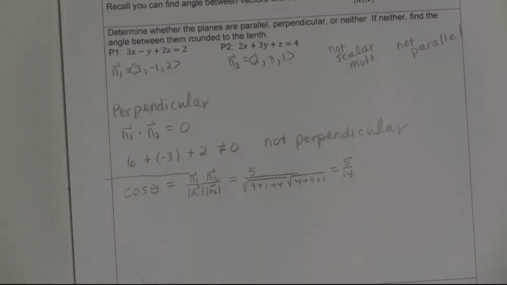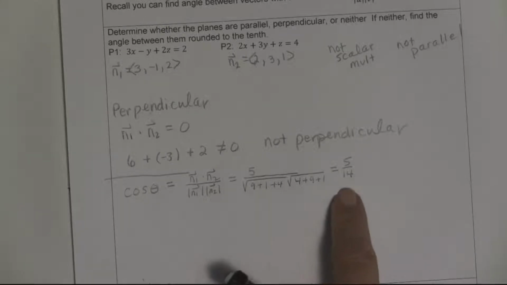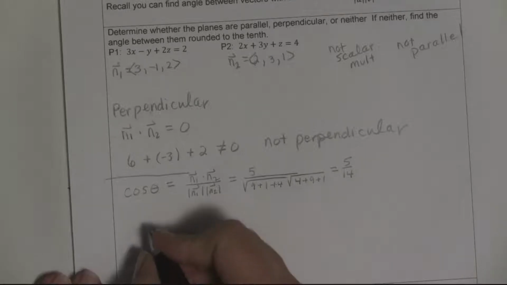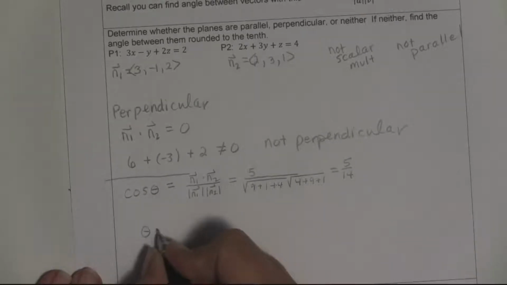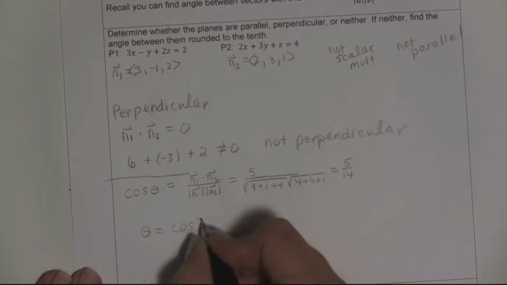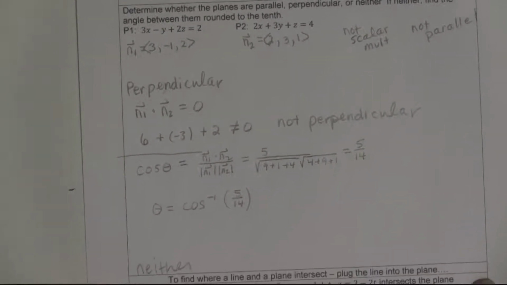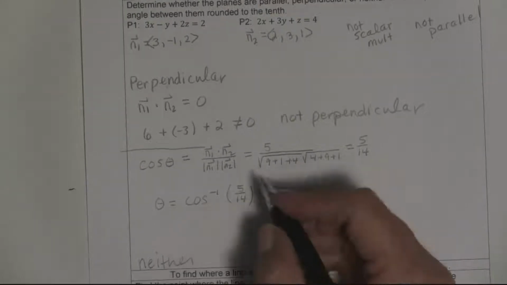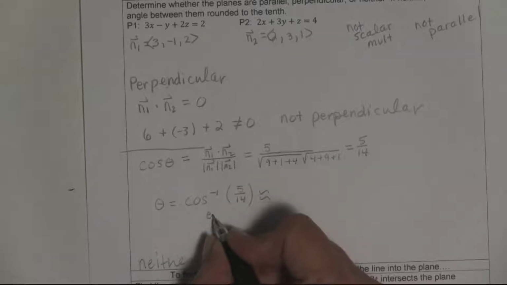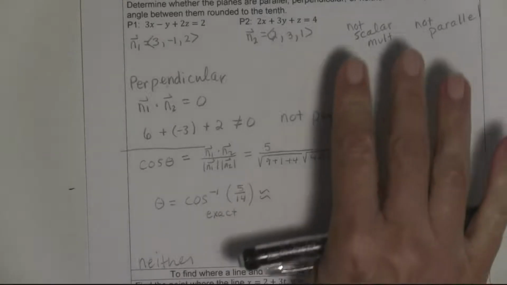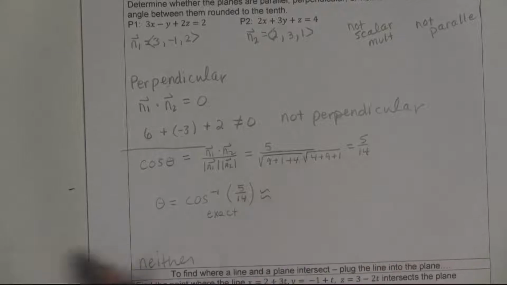Usually when they ask you to find the angle, they're asking you to find the acute angle, and I'm going to find that acute angle here. And so theta equals the arc cosine of 5 over 14, right? And that's the exact value right there. So if they'd asked me for the exact, that's the exact. They asked me on this problem to round to the 10th.